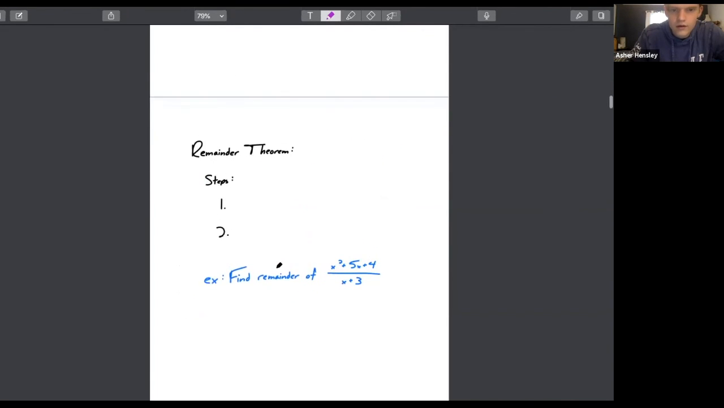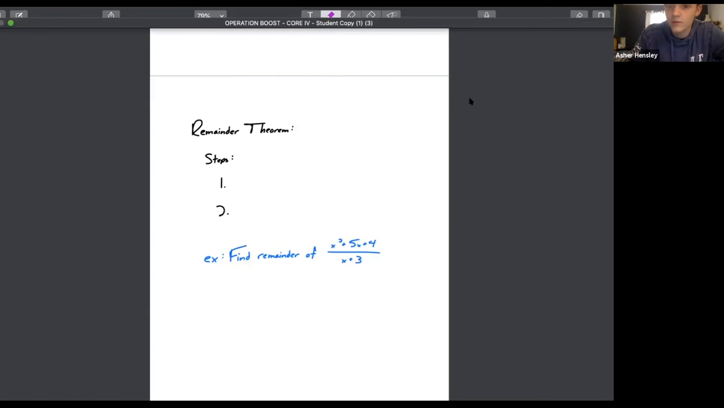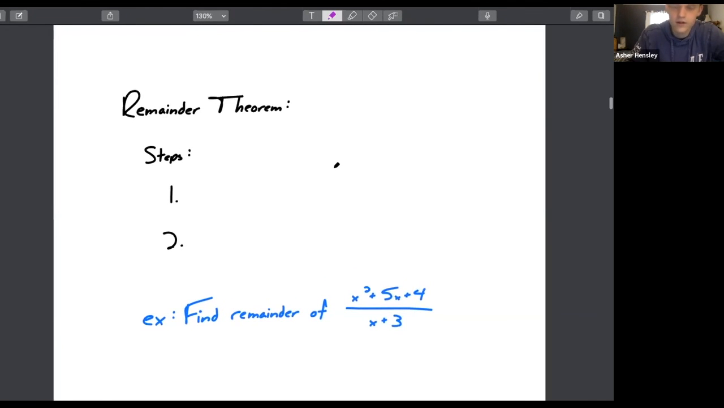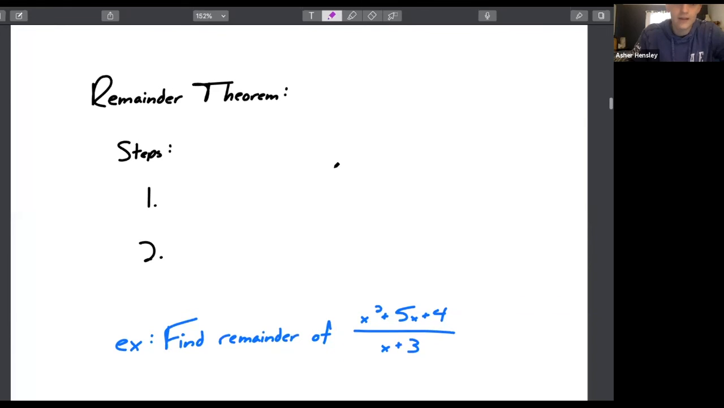Now, you know what? I'm going to call this our last concept. We might finish like 3 minutes early. That's okay. If you have any questions, stick around. But here we go. Remainder theorem. Finish up strong, you guys.